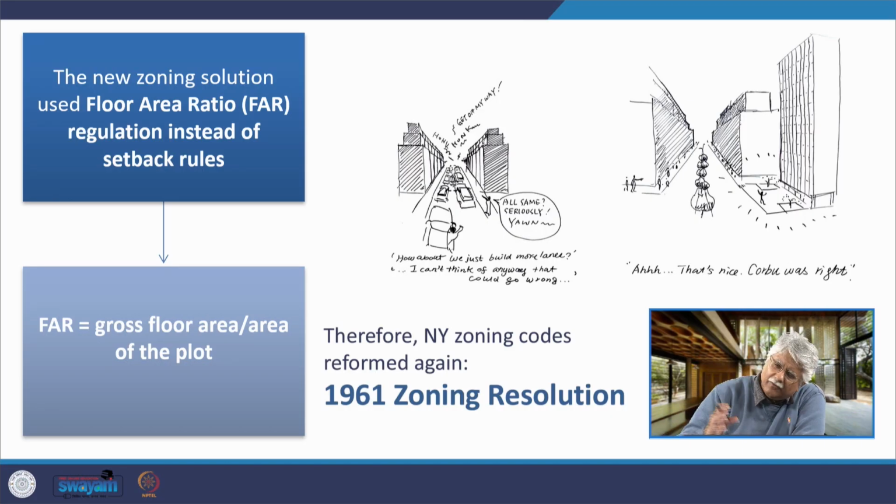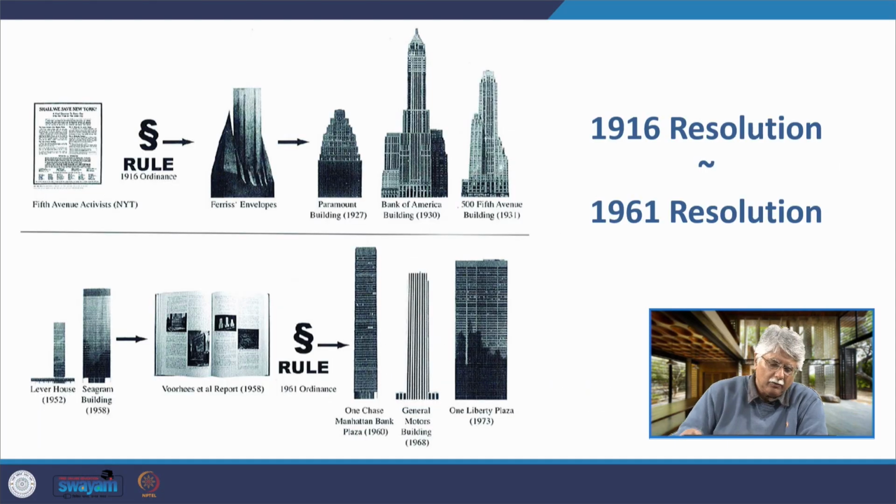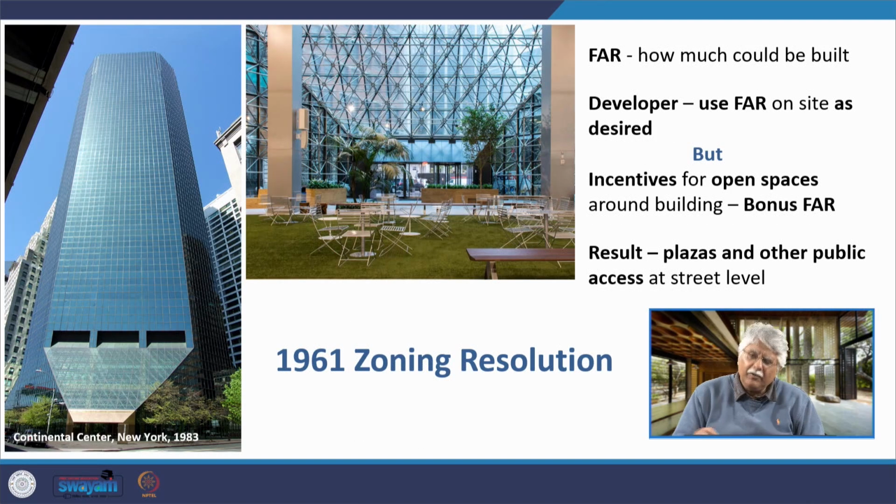The gross floor area of the building divided by the site area, and this was to replace the setback rules, because as a result of this, the building's height could now be limited, the building's bulk could now be limited, because it was now predicated on the site area on which the building had been erected. So if this was the consequence of the 1916 zoning resolution, this was the kind of skyscrapers that came up because of the 1961 zoning resolution. FAR defined how much could be built, and the developer could use the FAR on the site as he desired.